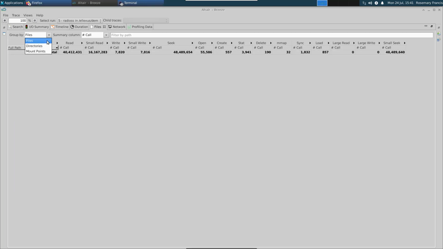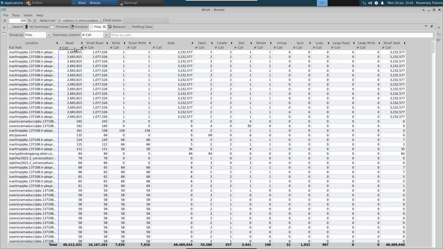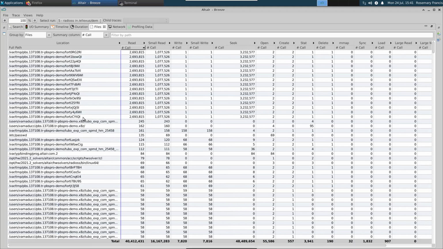So let's switch to the files view in order to identify those files that are being read over and over again. If I sort by the number of reads, I can see immediately which 16 files are being accessed over and over again. There is 1 write to each file, 2.5 million reads, and a little over 3 million seeks.